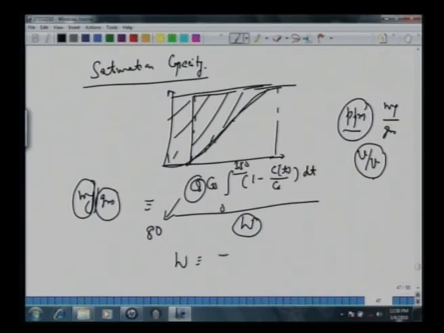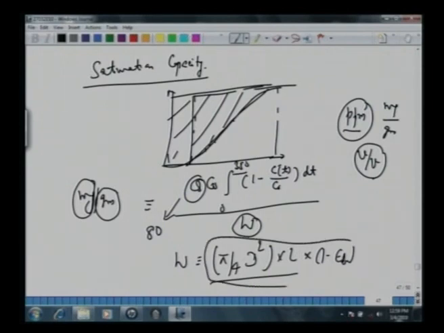So we have the total volume, pi by 4 d square, that's the diameter of the column, into the length. So this is the total volume of the column, into 1 minus epsilon b. The bed porosity was given, 0.36. So this is the total volume of your particles, adsorbents, multiplied by the particle density, will give you this W here. So this milligram per gram would be your saturation capacity corresponding to this 190 ppm. What does it physically mean?